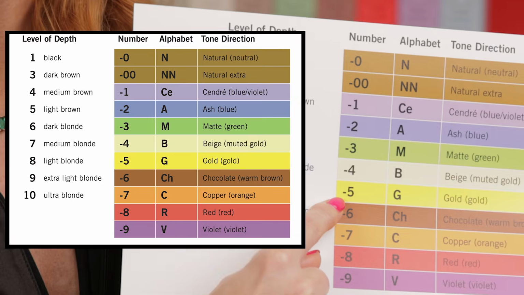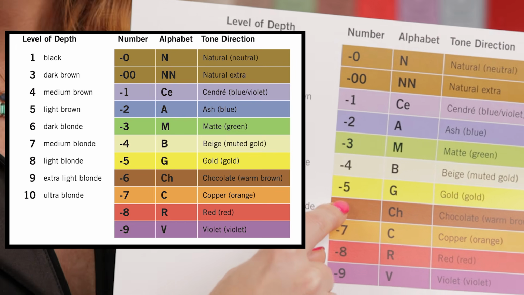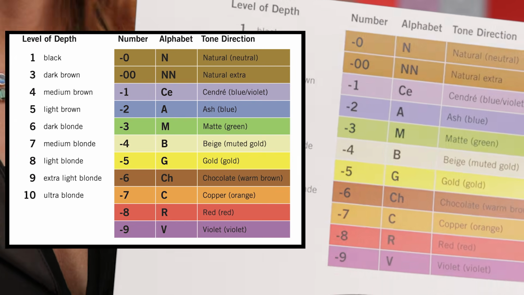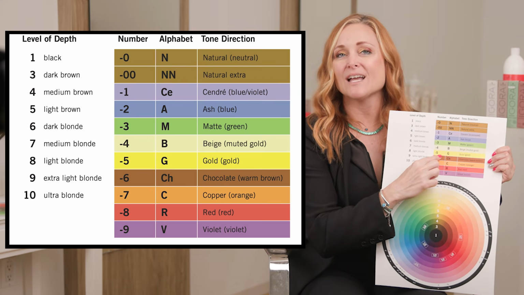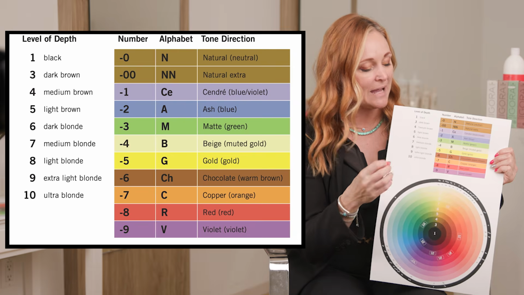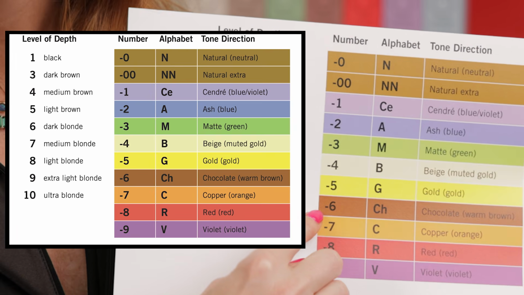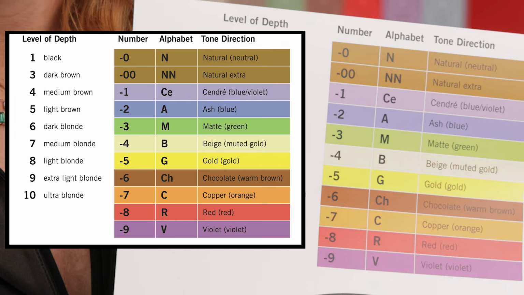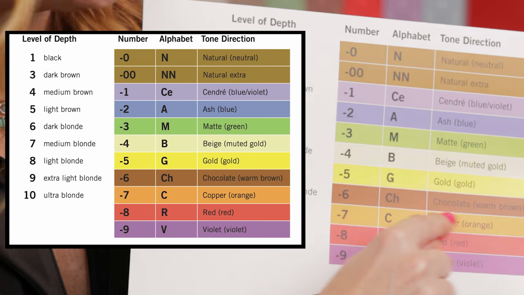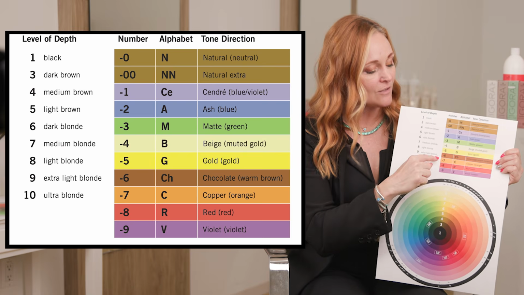Dash 5 is gold, which is a yellow background. What do you think would be good for gold? A G. So we used G for the gold background, and it's on that yellow background, so you know exactly what that background color is. Looking at dash 6, warm brown. Chocolate is what it's called. So CH is the letter for chocolate. You can tell it's that rich, warm brown, just by looking at the color of the box.